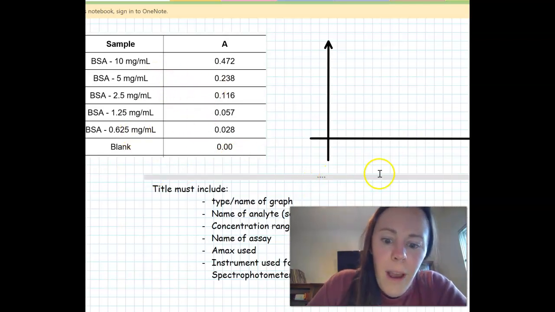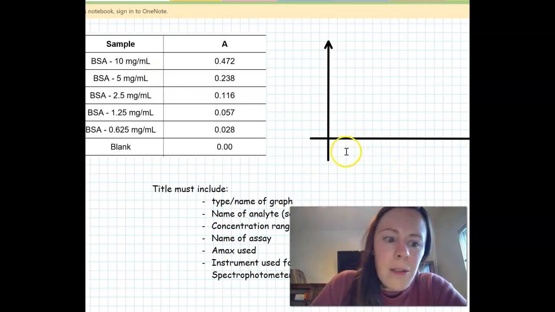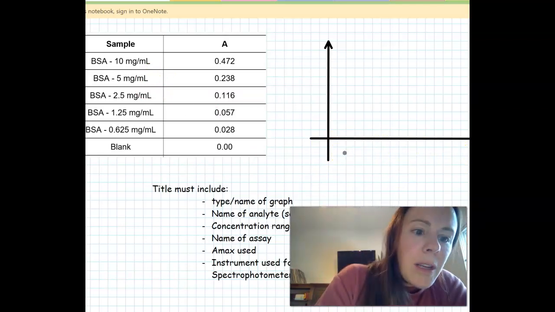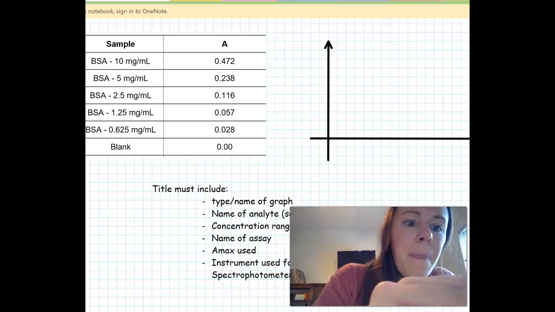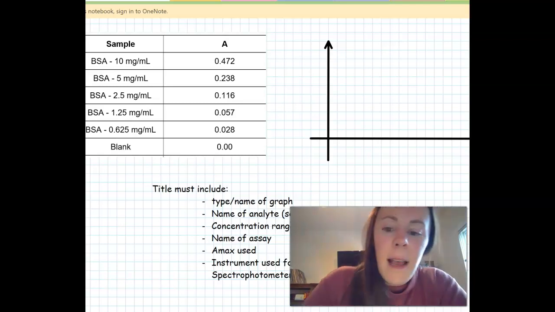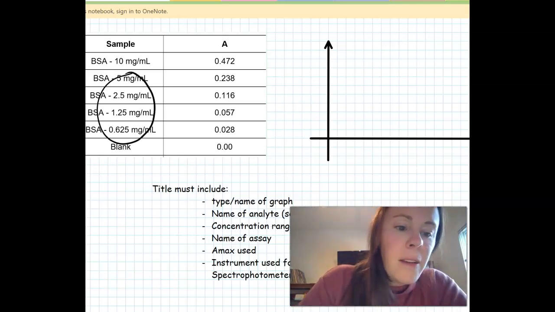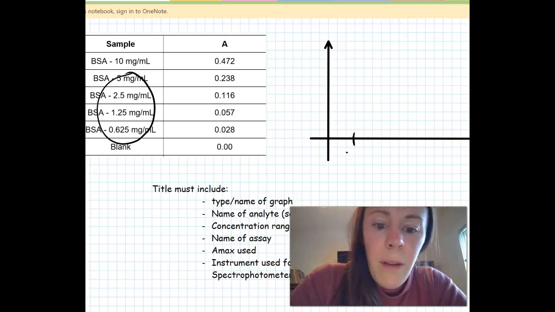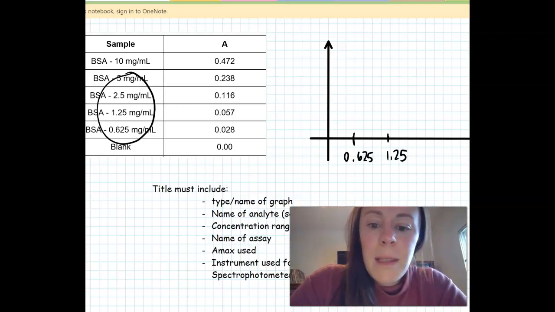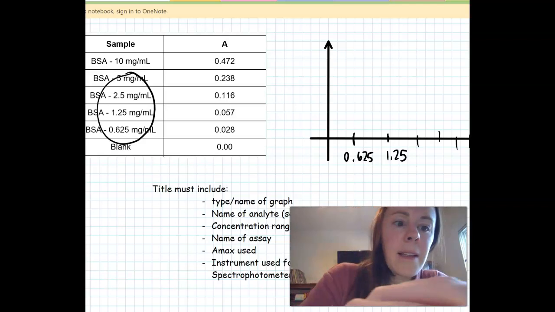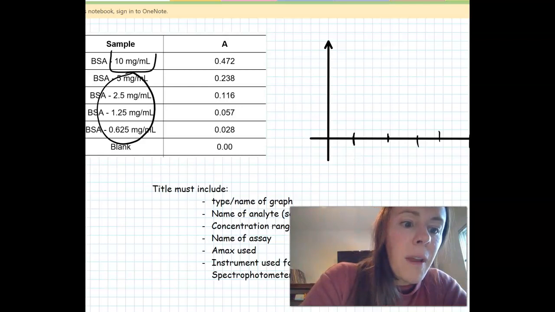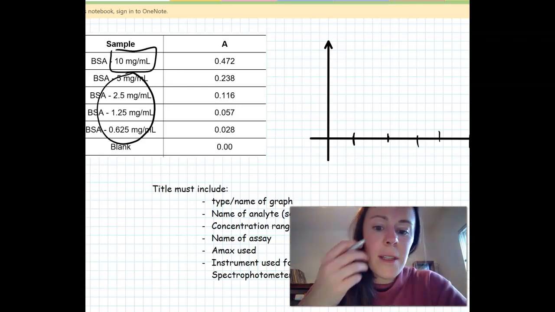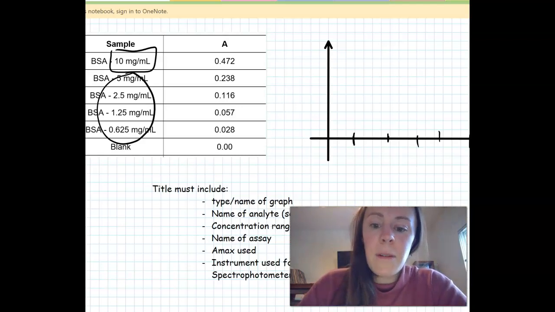So when you're making your graph, make sure your x-axis is concentration. And so our concentration here runs from 0 up until 10 milligrams per mil. So when you're making your x-axis, don't be deceived by all of the values that you have. It's not important that you have a line for 0.625 and a line for 1.25, because that might not end up creating a nice axis for you. So what you should do is just look at your highest value. Okay, our highest concentration is 10. So my x-axis needs to go from 0 to 10.